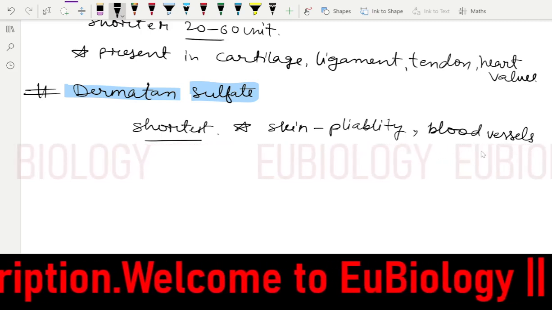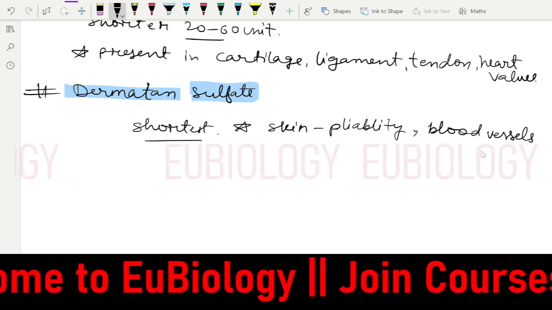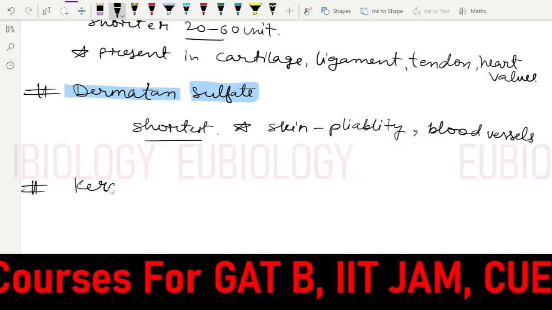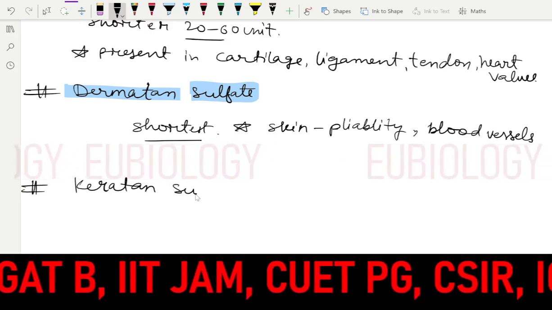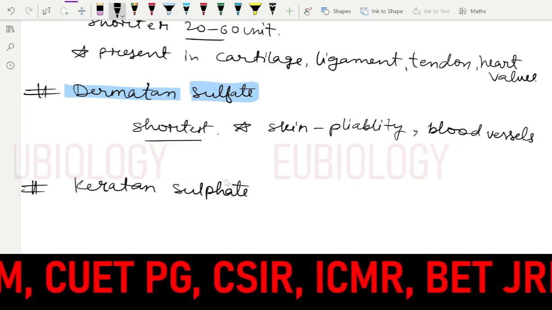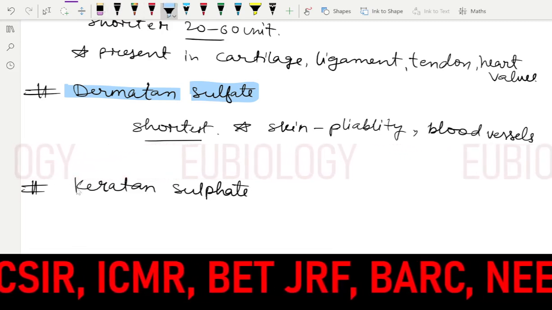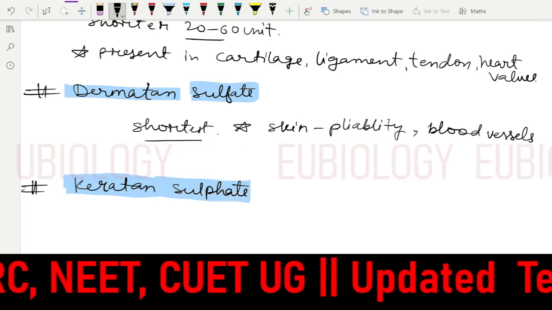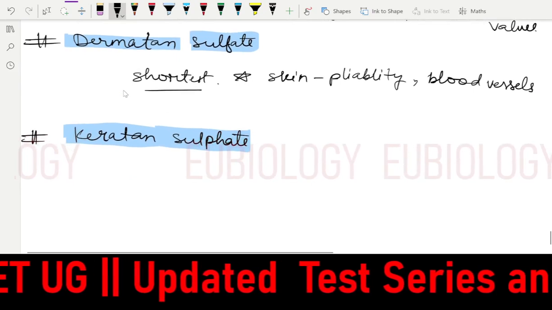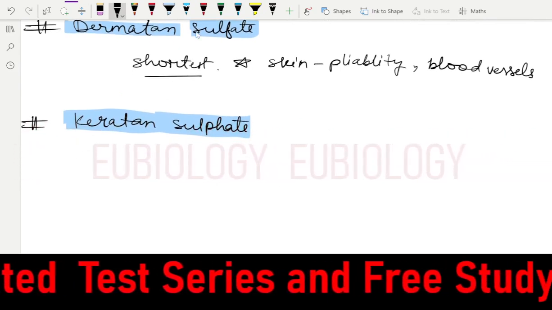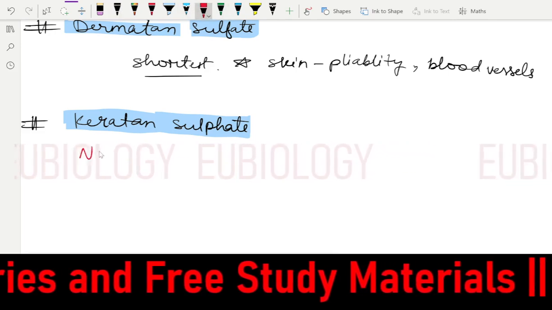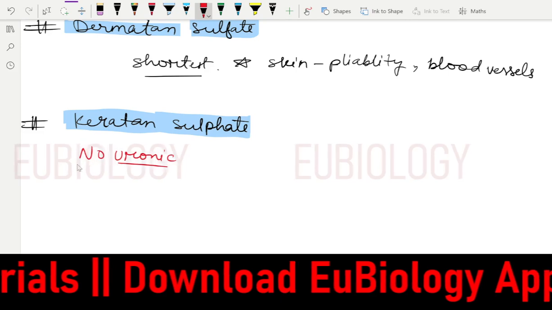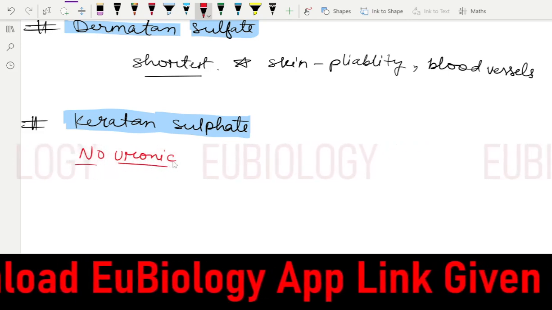Now the last, the keratan and then heparin. So the keratan, you all know from childhood, keratan sulfate. This is a modification just because of the adding of the sulfate group in the GAG. If you add the sulfate group in the GAG, these many types of things will be formed. If keratan is formed, remember it, there will be no uronic acid. Only N-acetyl glucosamine will be there, and there will be no uronic acid.